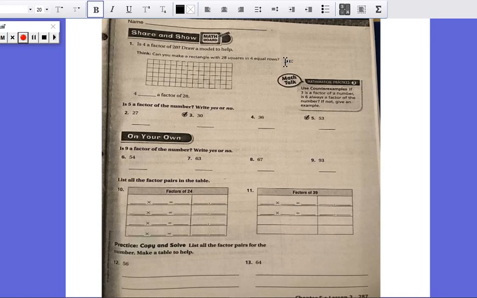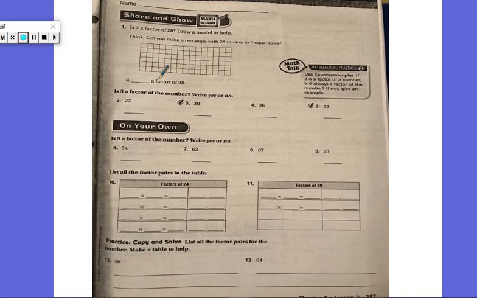Alright, so for this next part it says, is 4 a factor of 28. Draw a model to help. So think, can you make a rectangle with 28 squares and 4 equal rows? Alright, so let's see if we can do that. 1, 2, 3, 4. So remember what it said earlier was, can you take 28 divided by 4?